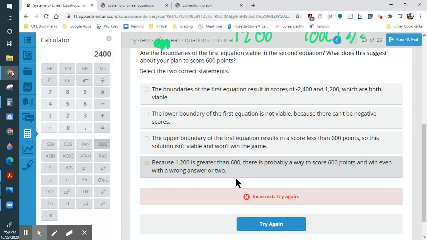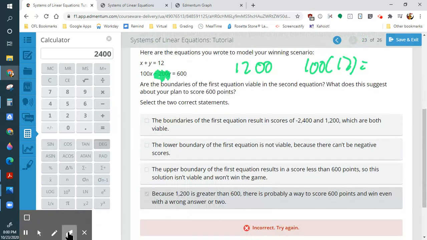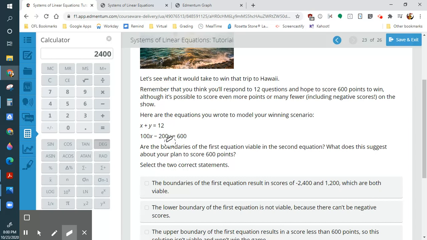Oh, apparently it's a partial answer. I think they keep talking about the first and last equation. So the boundaries of the first equation, which are both viable, both situations aren't viable here. The lower boundary of the equation is not viable because there can't be negative scores. I mean, that's true. The score is less than that because lower boundary. What are you guys talking about, Edmentum? Why do you keep talking about the first equation? We're talking about the second equation.